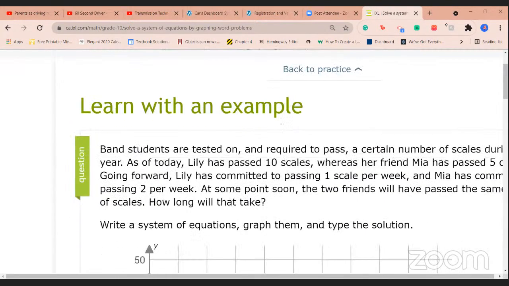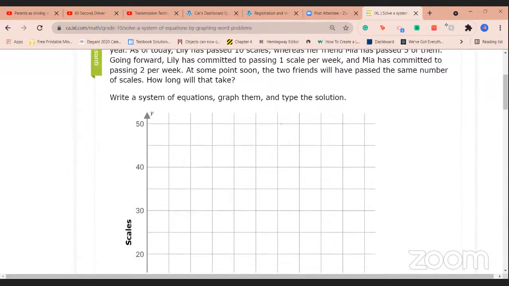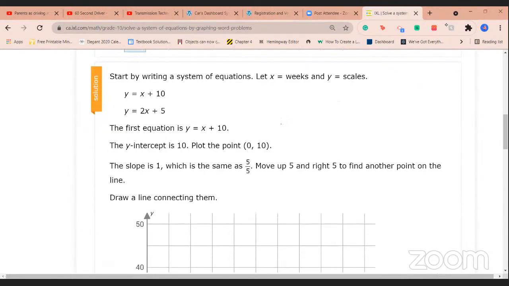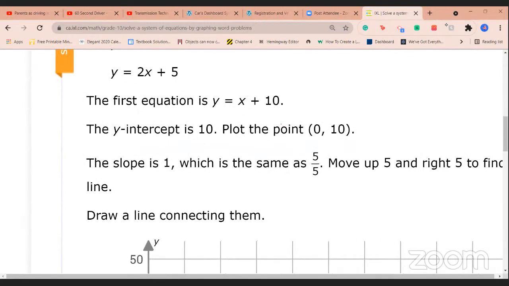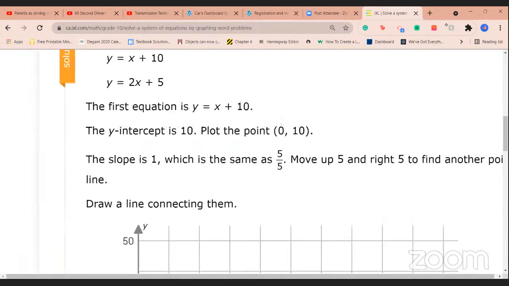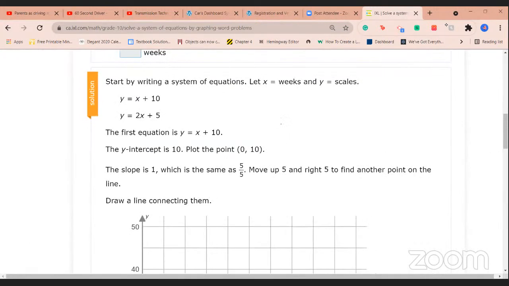Let's go back to the question. Yeah, so Lily has passed 10 scales, while her friend Mia has passed 5 of them. Okay, so that's our initial values. So that is our y-intercept. So the y-intercept is 10, plot the point 0, 10. The slope is 1, which is the same as 5 over 5. So move 5 up and 5 to the right to find another point on the line.